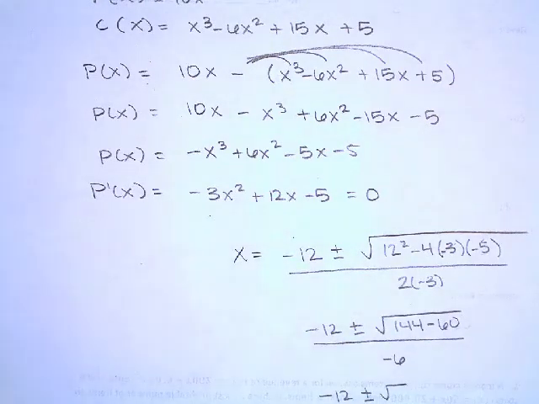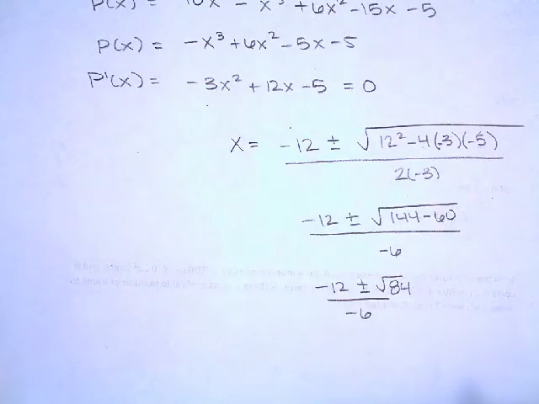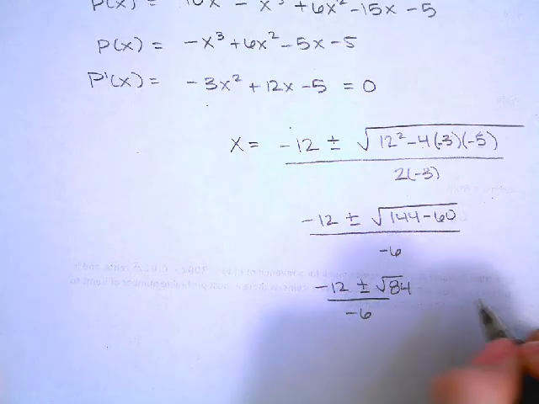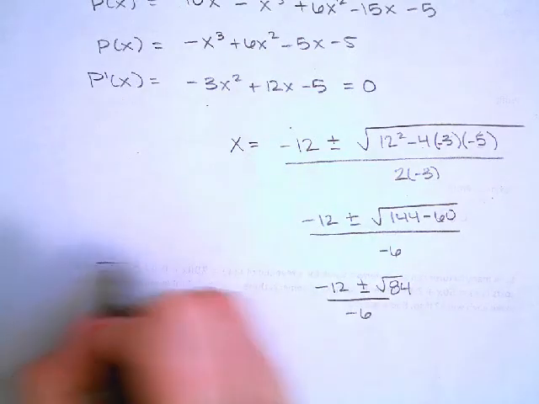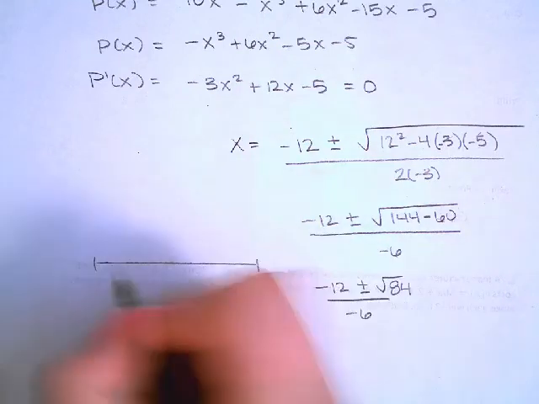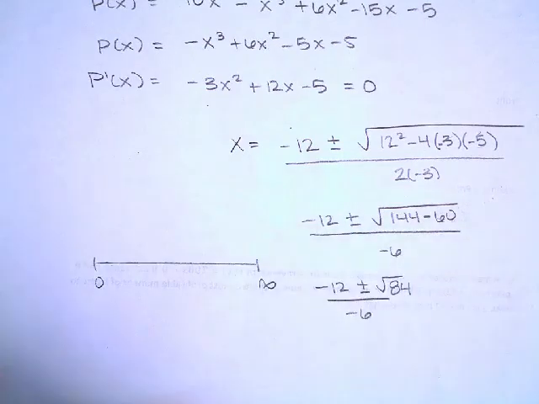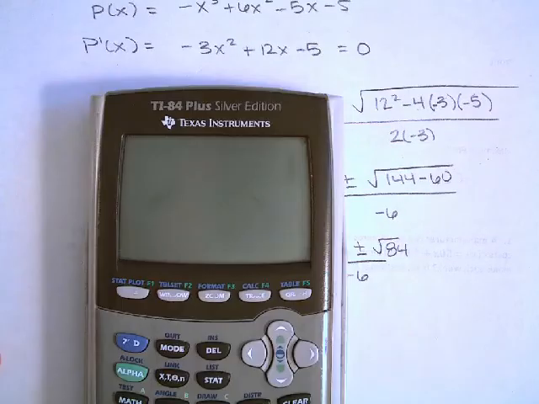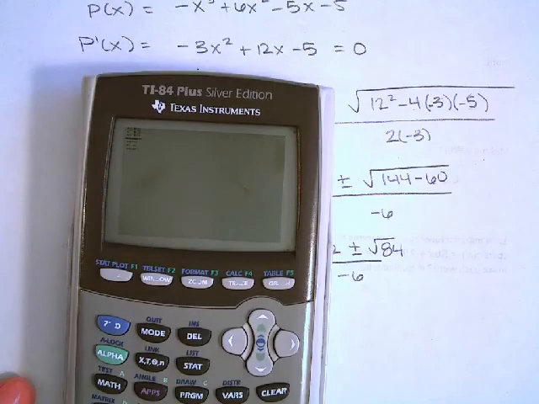144 minus 60 is 84. You can simplify that or not simplify that, it doesn't really matter. So now if I think about doing my sign chart to see which one of these works, I've got 0, I can make nothing, or I can make infinitely many products. I'm going to go ahead and use a calculator for this just because we're going to have a hard time with those decimals otherwise. But if this was not calculator active, you'd have numbers that were a little bit easier to work with.